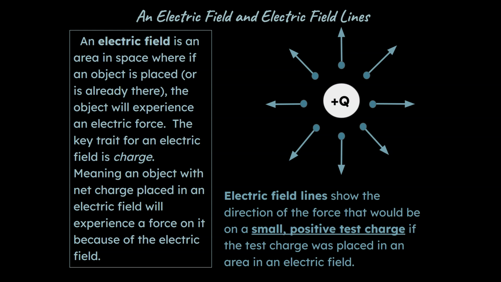It will have a field around it. It's not a gravitational field, it's an electric field. The key property in this case is charge. So if you place an object with some charge, it will either be attracted or repelled immediately. It will experience a force in that area of space. And it's really crucial, though, that we are saying it is a small positive test charge that's going to be used to determine the direction of the electric field lines and the direction of the electric field in general.